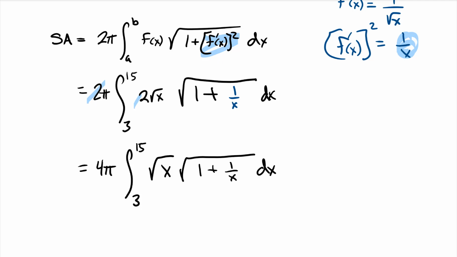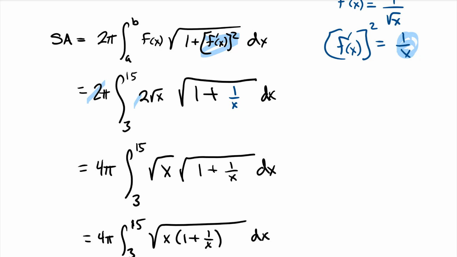Did we just have a square root times a square root? If you have a square root times a square root, doesn't that mean it's the same thing as just one big old square root? It does. We're good. Let's go. So we have 4 pi times the integral from 3 to 15 of the square root of x times 1 plus 1 over x dx. Now it's going to be solvable.